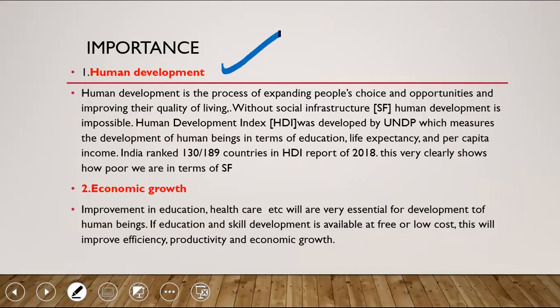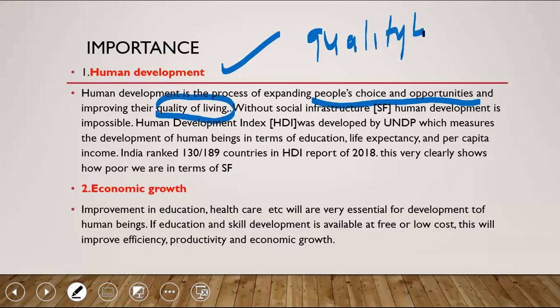First, infrastructure is so important for human development. Children, what does human development mean? Expanding people's choices and opportunities and improving the quality of living. In the beginning, when we started NEP, we were discussing this improvement in the standard of living. To get a quality life, there should be social infrastructure development. Look, without social infrastructure, human development is impossible.